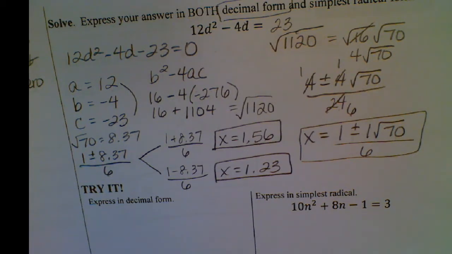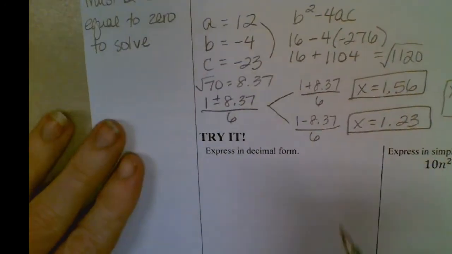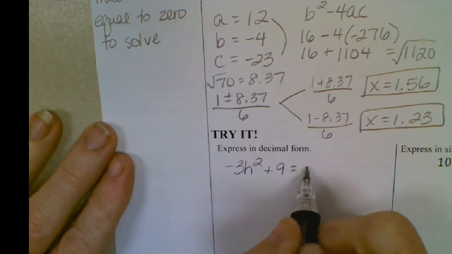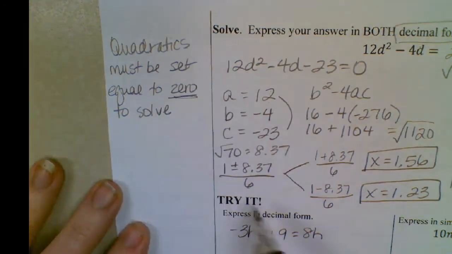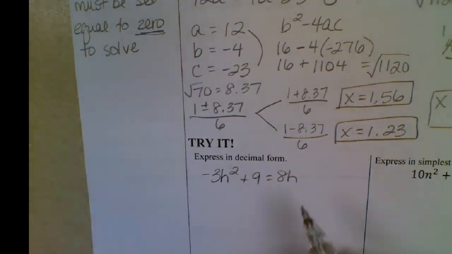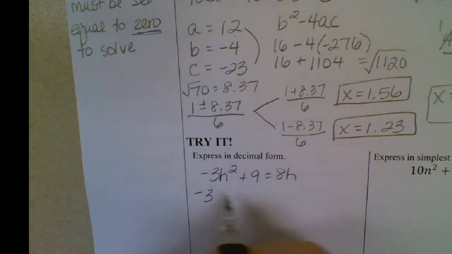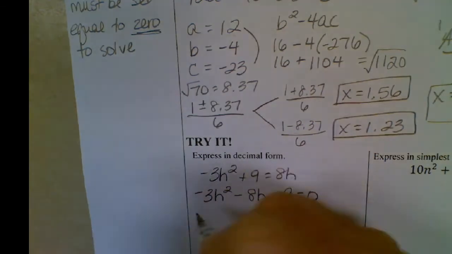Okay, we've got two more that we need to get to, where they are not set equal to 0, that we have to make them equal 0 first before we can solve them. And the first one is going to be negative 3h squared plus 9 equals 8h. Again, remember that they must be set equal to 0. This is not equal to 0. If I can get that 8h to move, then it will be equal to 0. So when I move it, it's going to switch its sign because I need to subtract it from both sides. So I would get negative 3h squared minus 8h plus 9 equals 0.